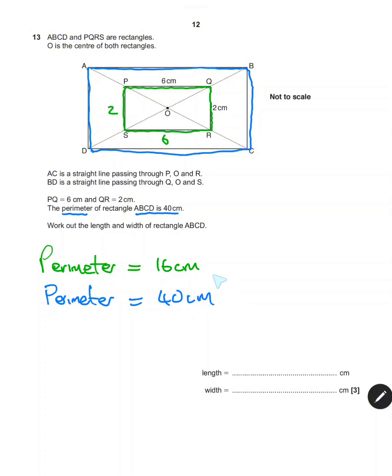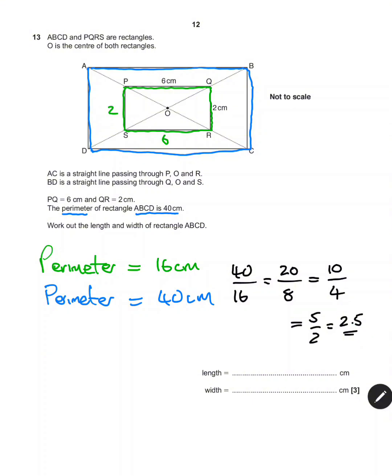I want to see how many times bigger the blue rectangle is compared to the green one. So what I'm going to do is a division. I'm just going to do 40 divided by 16. And if I half top and half bottom, that's the same as 20 divided by 8. Again, half top, half bottom, that's 10 divided by 4. Same again. That's 5 divided by 2. £5 shared by 2 people is £2.50. So this would be 2.5. So the blue rectangle is 2.5 times bigger than the green one.